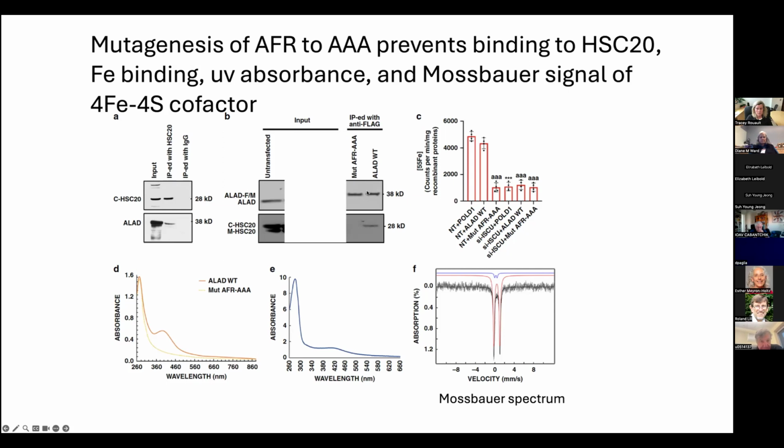And basically, we showed that if we mutagenized the AFR motif, we would get no co-precipitation of the cytosolic HSC20, which you can see here migrates differently from the mitochondrial HSC20 because it's larger. And then we found that if we mutagenized the AFR, we inhibited incorporation of iron. We could see a UV absorbance in the wild type at around 420, which is characteristic of iron sulfur clusters, and we could eliminate it if we mutagenized the AFR motif. And then I'm going to come back to the Mossbauer.